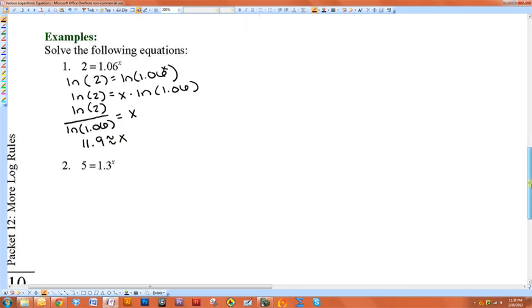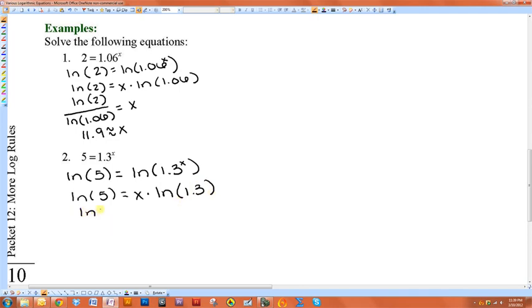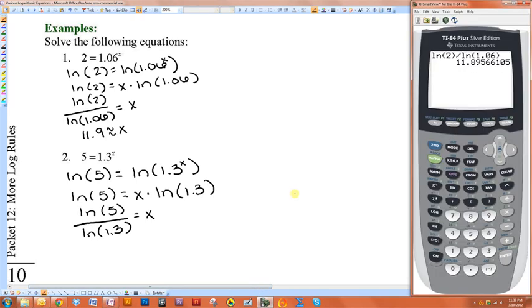Okay. So the next one is very similar. We just take the natural log of both sides, and you can use log if you want. You don't have to use the natural log. So the natural log of 5 is equal to x times the natural log of 1.3. Now these equations actually lead into how to do the base change formula, which I have another video for.